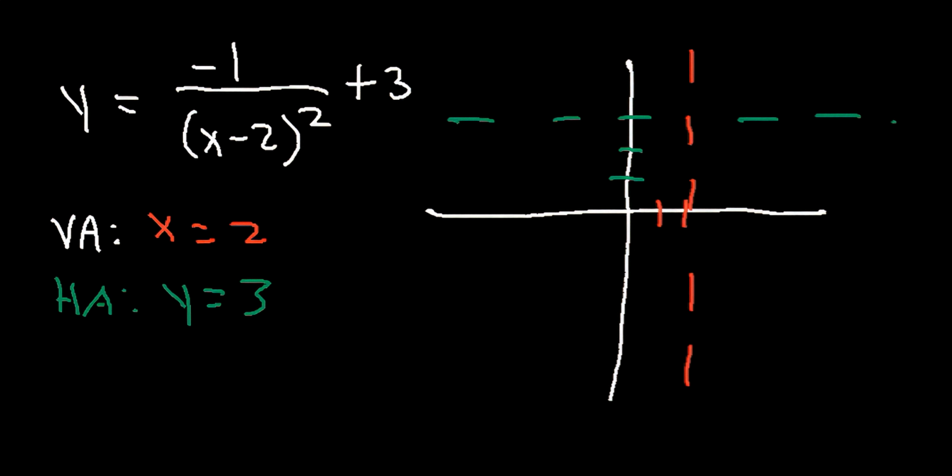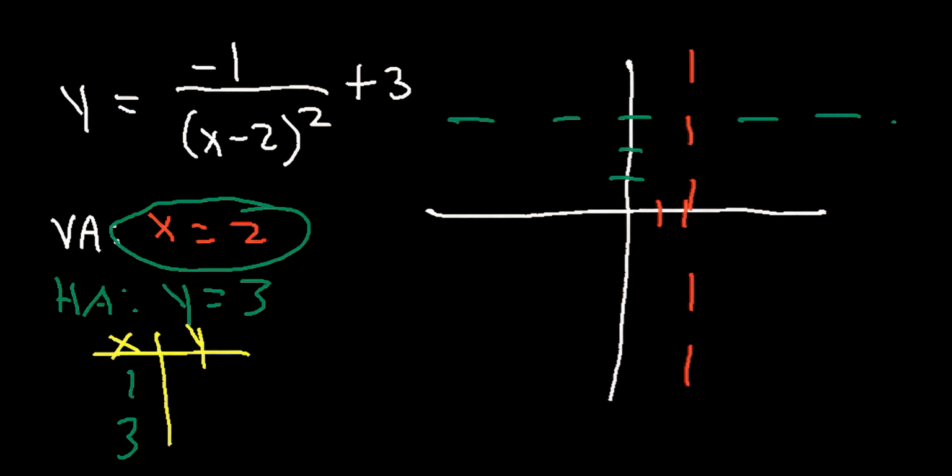So let's make a table. I'm going to plug in 1 for x and 3, 1 unit to the left and 1 unit to the right. So if I plug in 3, 3 minus 2 is 1, 1 squared is 1. Negative 1 over 1 is negative 1 plus 3, that's 2. If I plug in 1, 1 minus 2 is negative 1, but if you square it, it becomes positive 1. Negative 1 over 1 is negative 1 plus 3 is 2.